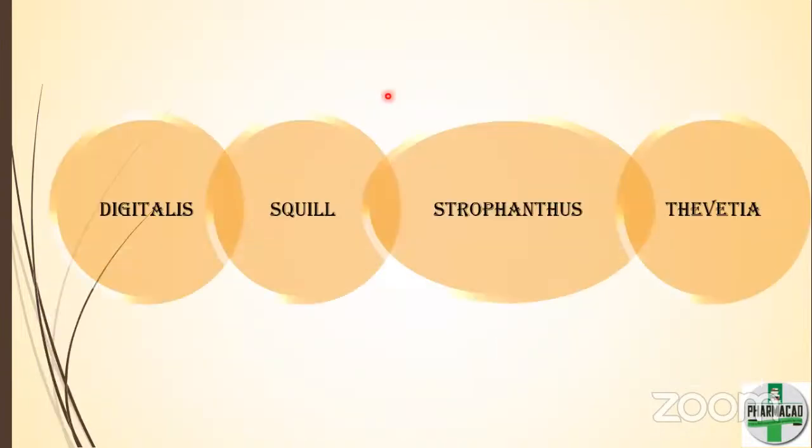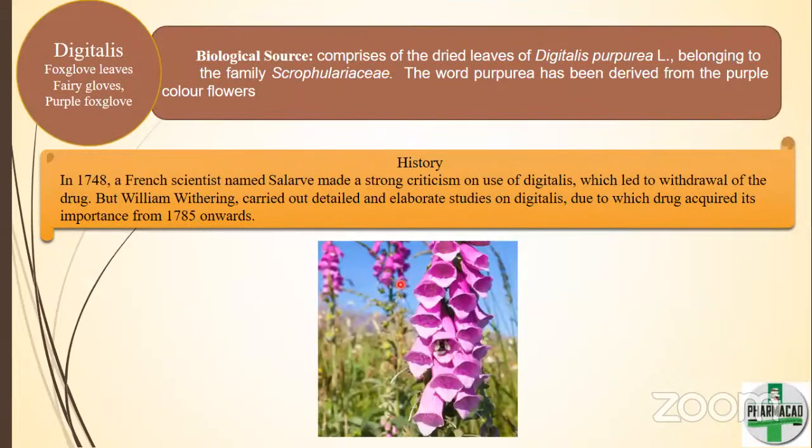Now there are four drugs under this. One is digitalis, other is squill, third is strophanthus, and fourth is thevetia. Okay. Now, when we start with the first drug, that is digitalis. This is one of the major drugs.